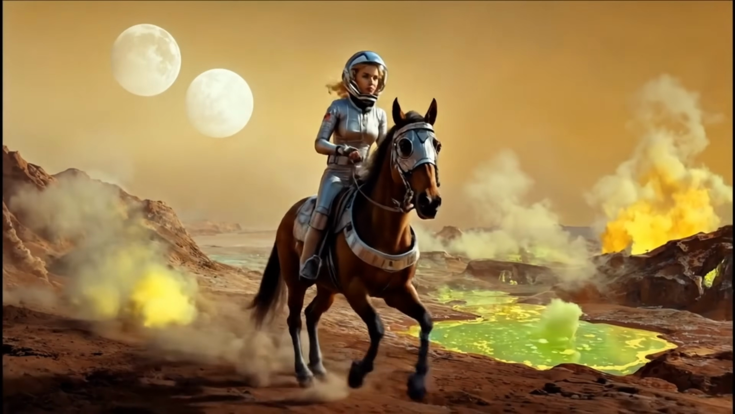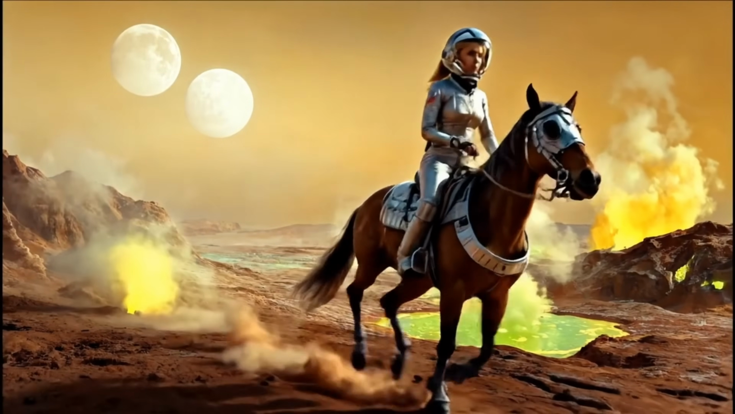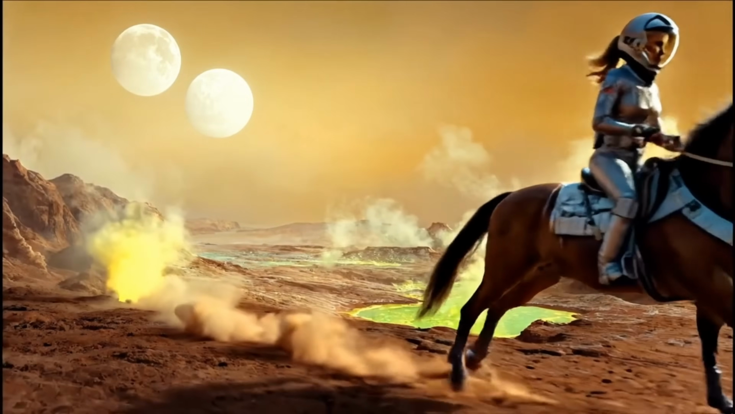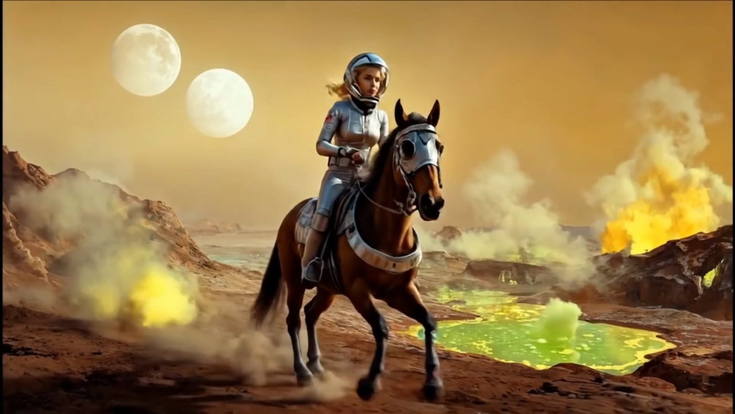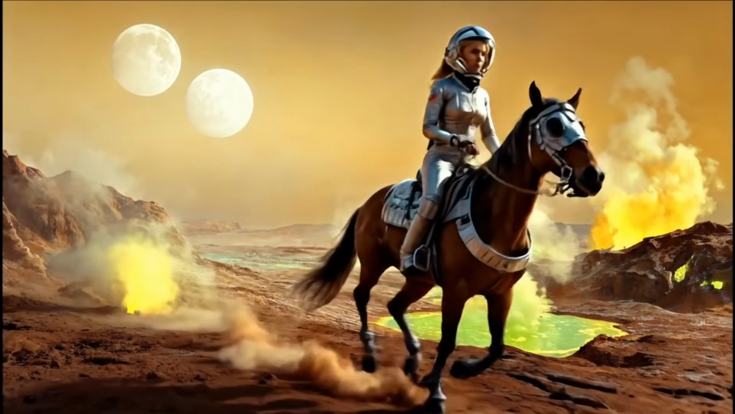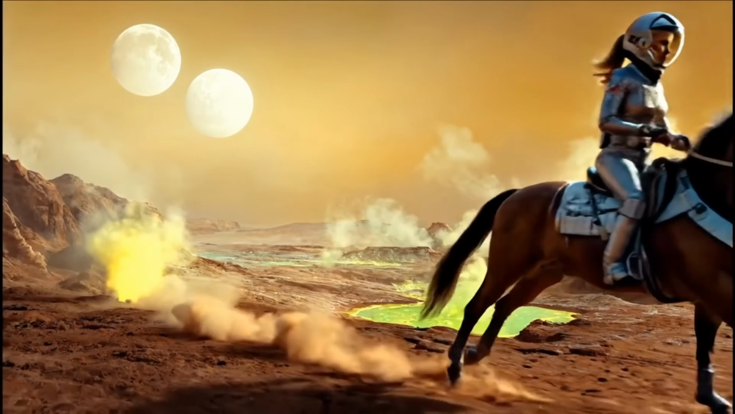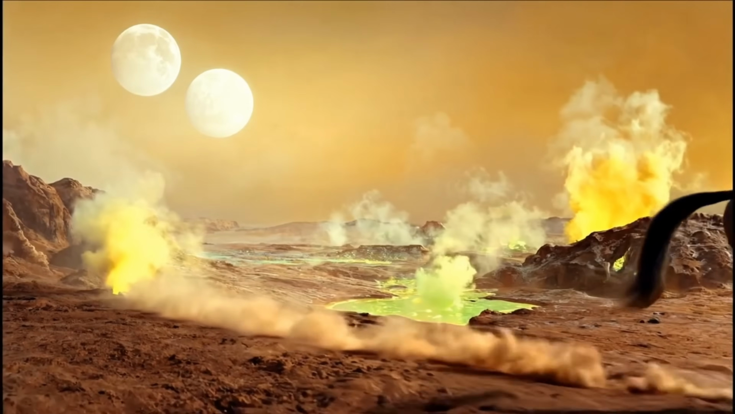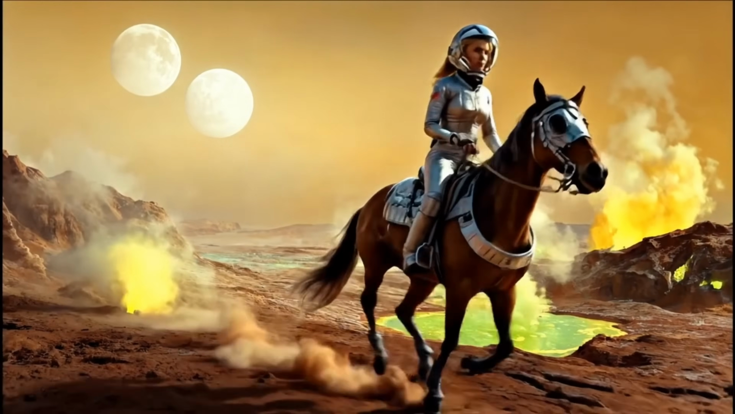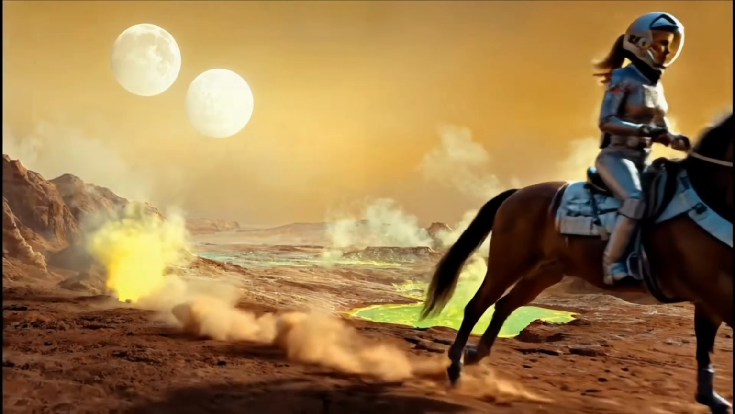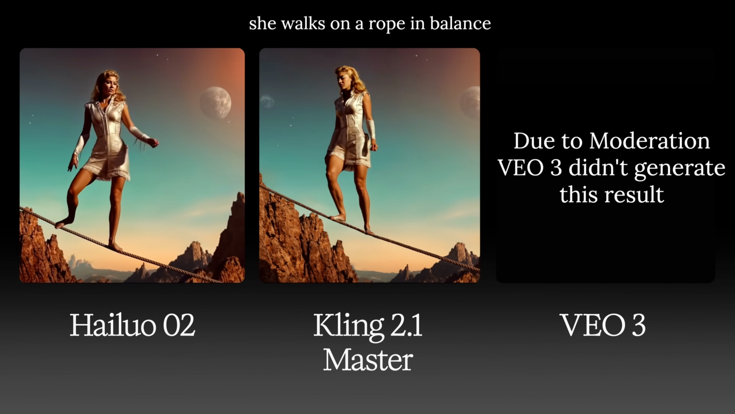Jumping onto the VEO 3 side, unfortunately there is quite a lot of struggle here with VEO 3. This shot doesn't look dynamic and natural at all. There is definitely some problem with the legs of the horse, like a limping. The shot itself looks almost like slow motion. In this test, I think both Hailuo and Kling did really well, and VEO 3 struggled quite a lot. In the next challenge, we have our main character.